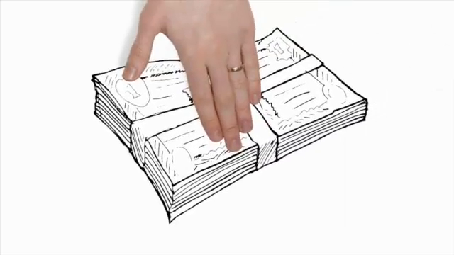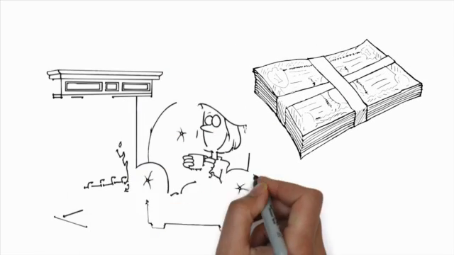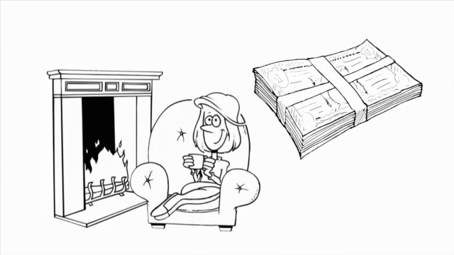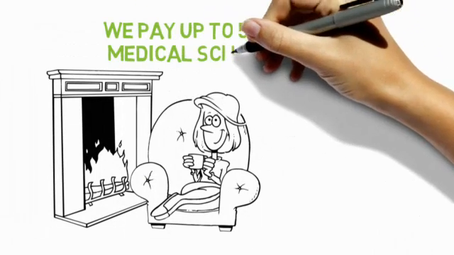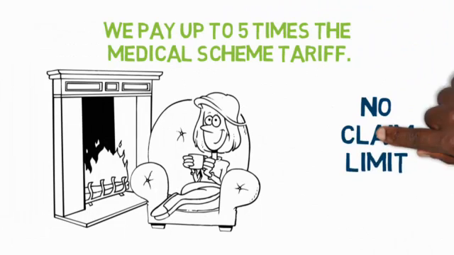Your Universal Gap Cover policy takes care of this unpaid shortfall. This is the unpaid amount that your Universal Gap policy covers. Once you put in your claim, we will pay you the shortfall up to 5 times the MST with no maximum claim limit.